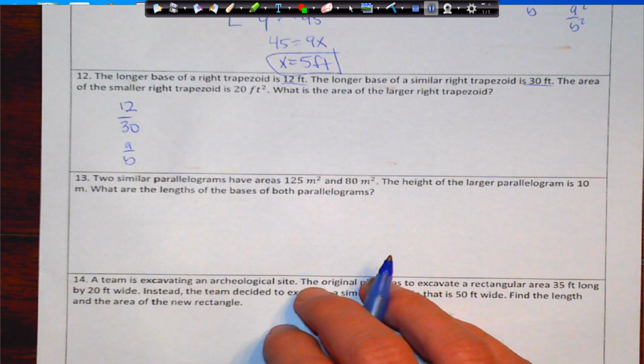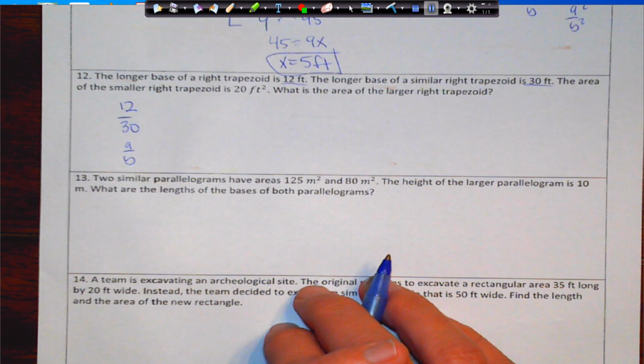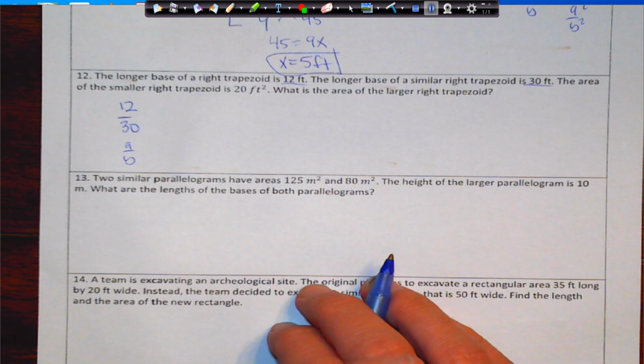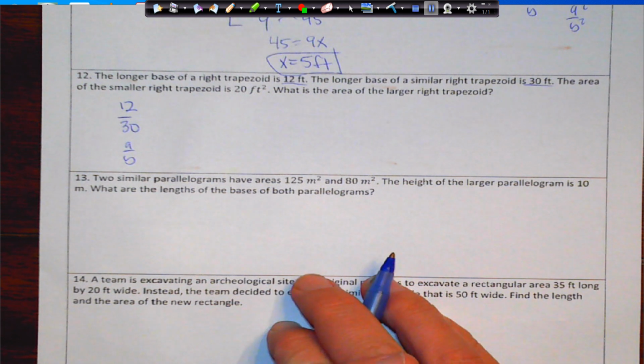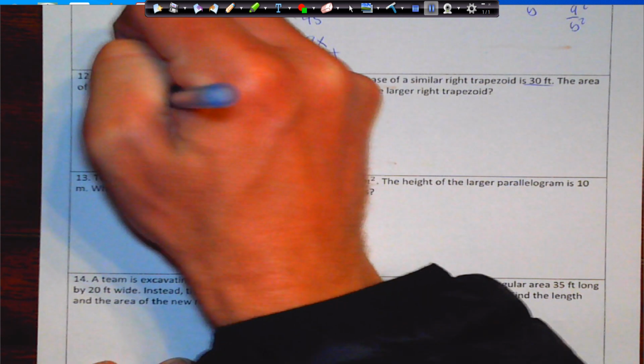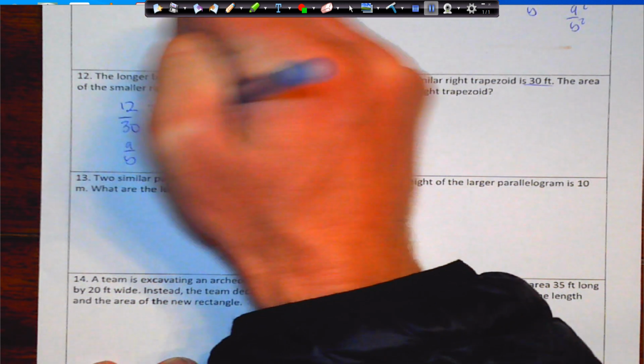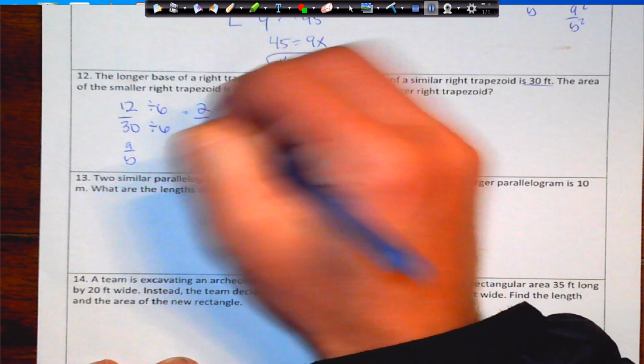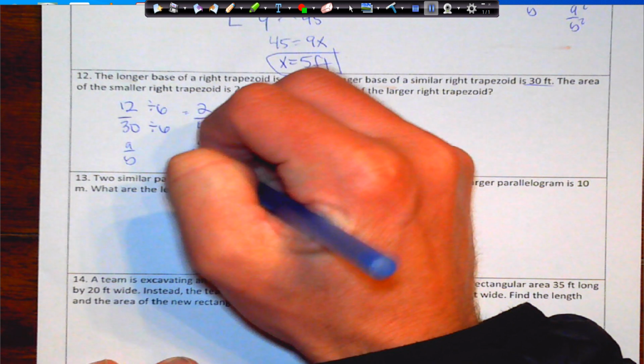12 and 30. What goes into both 12 and 30? 3 does go into 12 and 30. I wish there was a bigger number that went into 12 and 30. I'm thinking 6. That's great. Thank you, Mrs. Smith. 2 and 5. There's my A to B.